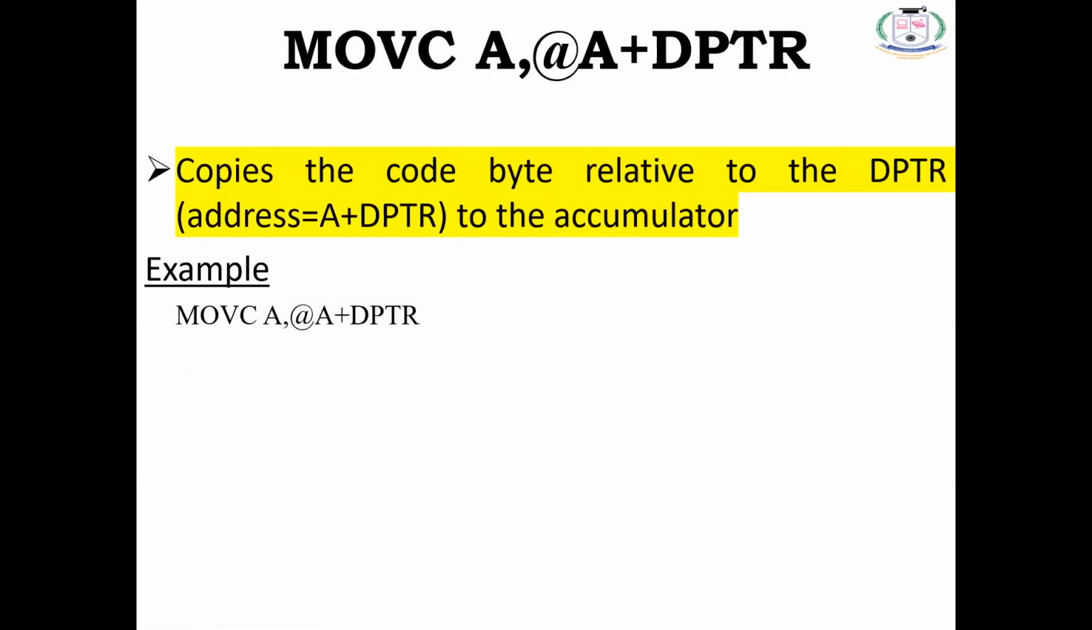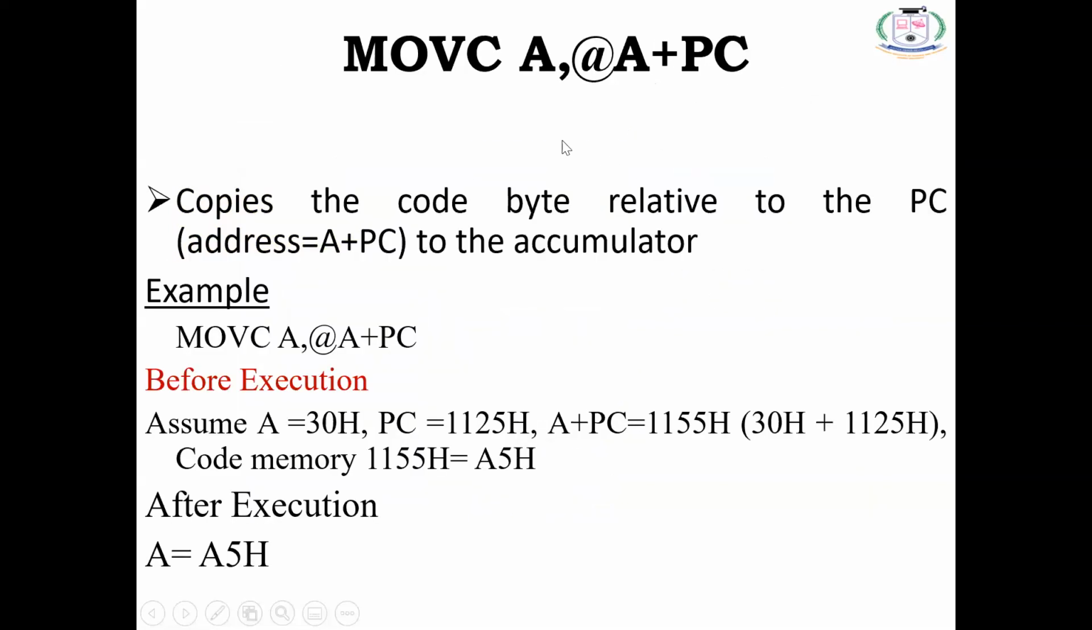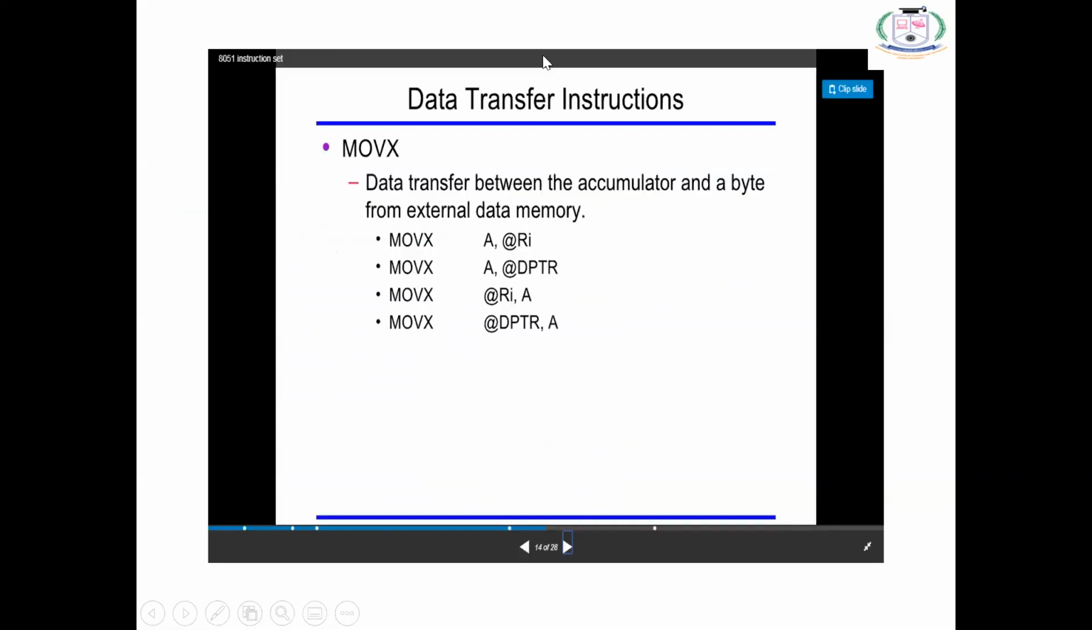I told you yesterday itself, A plus DPTR I can use, or A plus PC also I can use. PC stands for program counter. How will you calculate the address? A plus PC I have to calculate manually, and from that it will go to that particular program memory and move the data to the accumulator. So C stands for code memory, internal code memory.